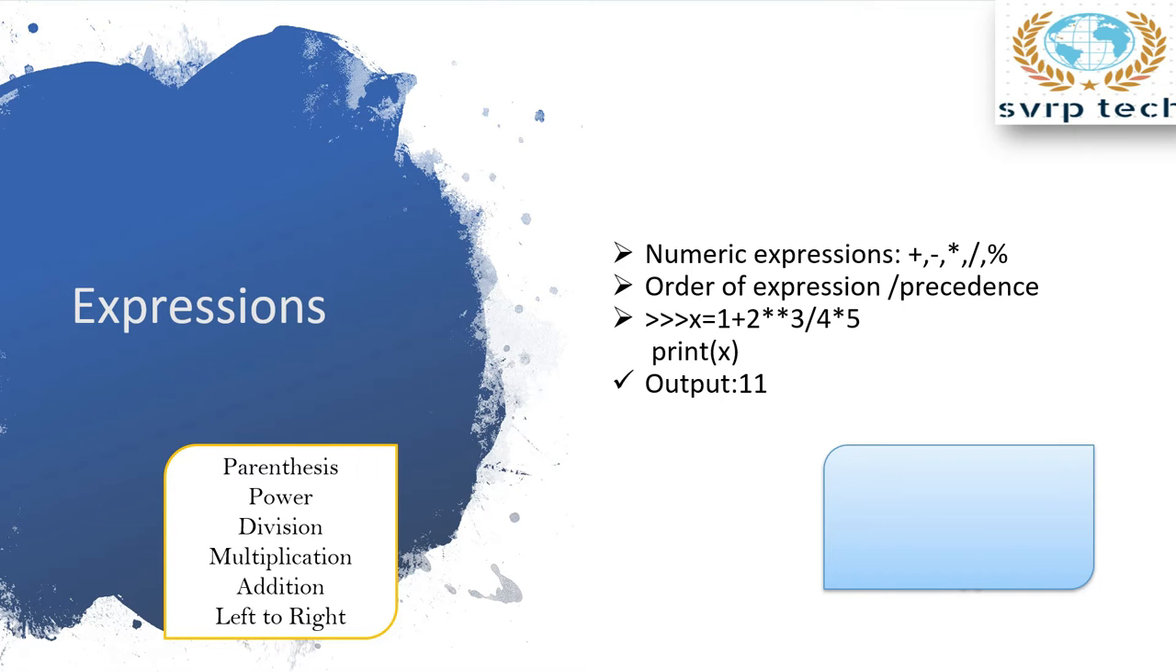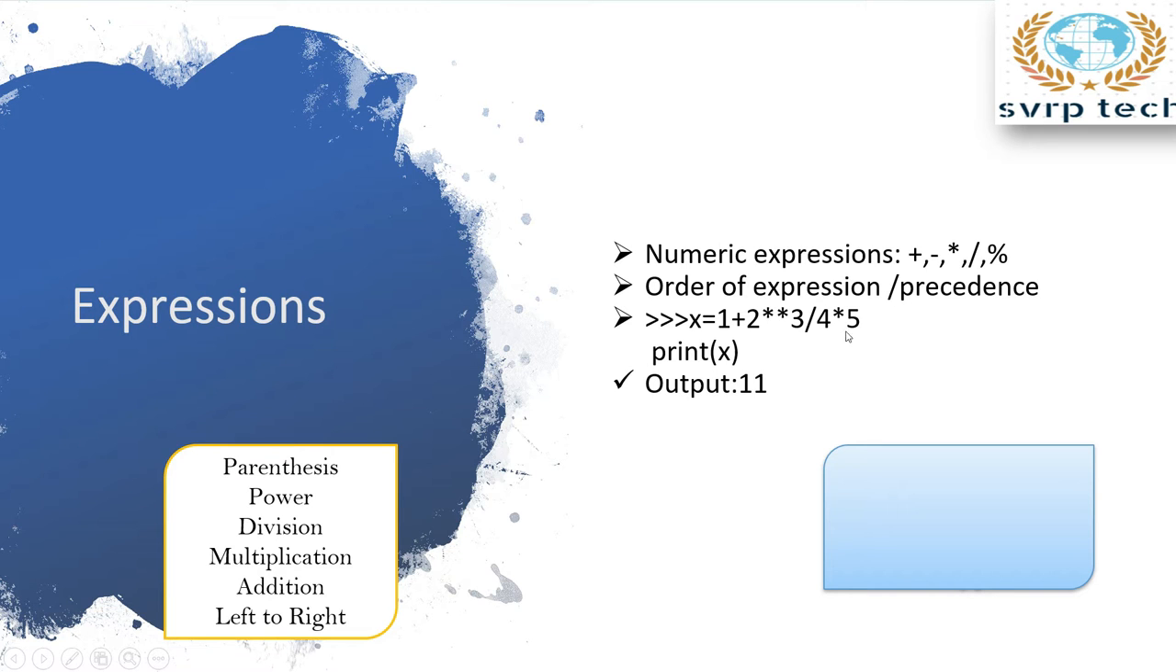Order means the highest order, that which is going to be executed first. Precedence means which operations take precedence, from where to where it has to be executed. All that we are going to see in this session. Let's see, here one expression is there: x equals 1 plus 2 power 3 divided by 4 into 5.